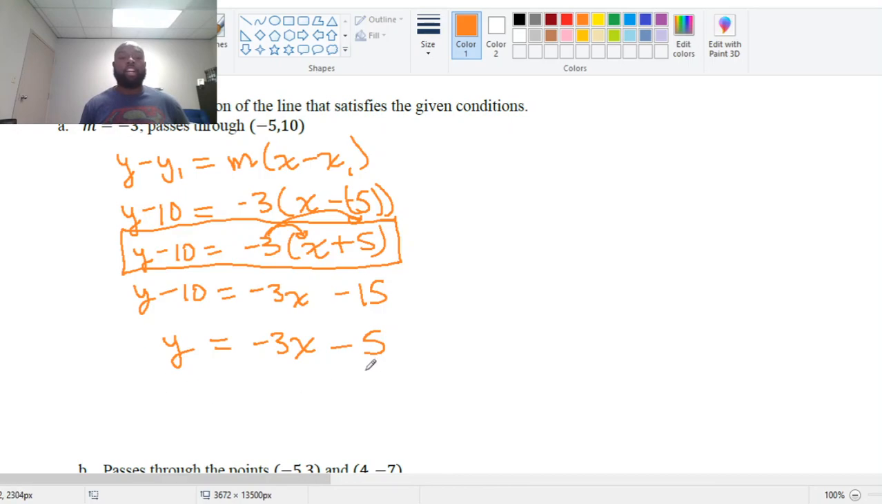And one way that we can check ourselves is by plugging in this x value, right? So if I plug in -5, here I get a 15 minus 5, which will give us 10, which is the y value, right? And so there we go. So we know that we have the equation of a line. All right, this is generally where we like to go, unless they specify to write your equation in some other form.